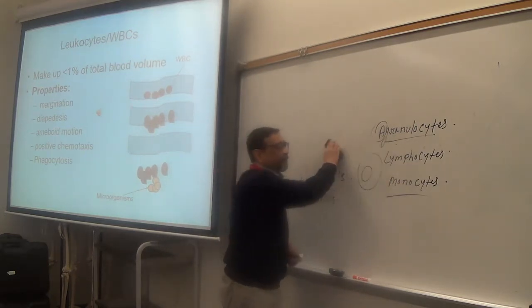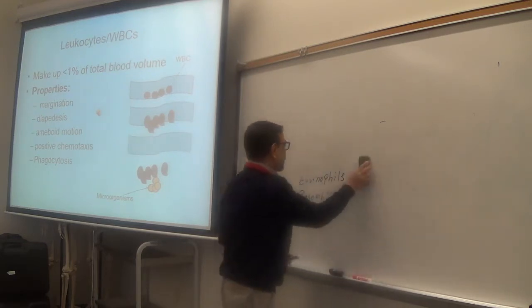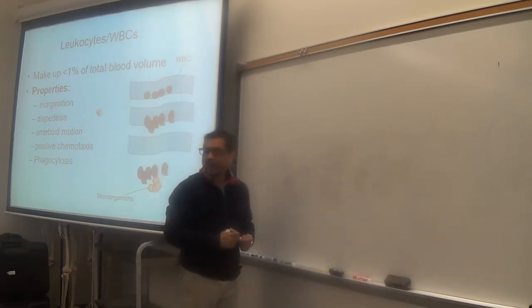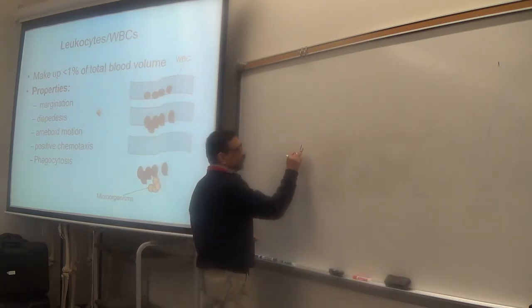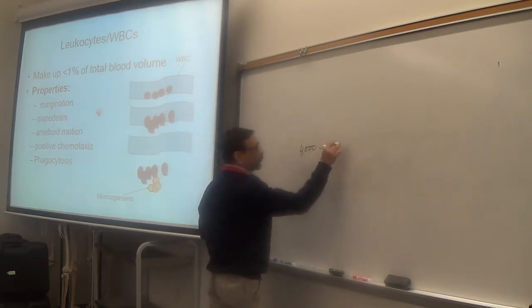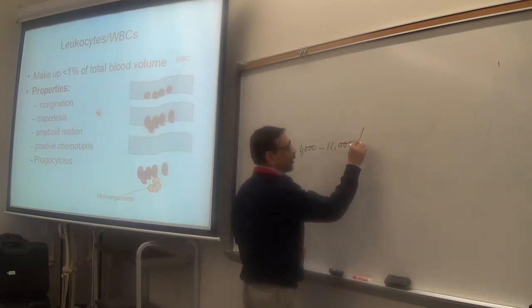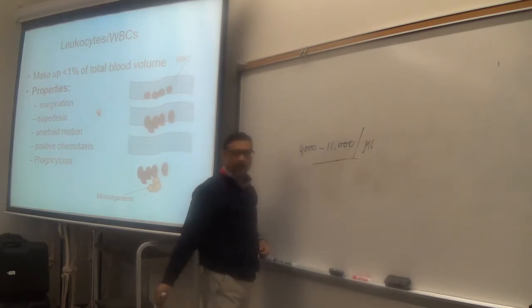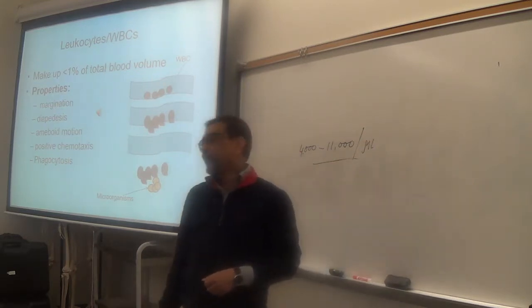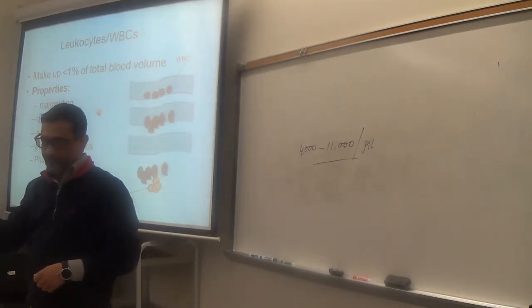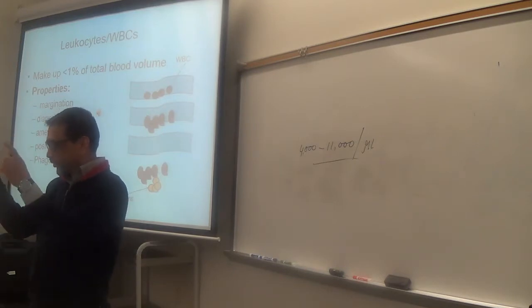Now, the count of white blood cells in your blood is 4,000 to 11,000 per microliter of blood. So in 1 microliter of blood, you have 4 to 11,000 white blood cells. Is it clear? That's the normal range.